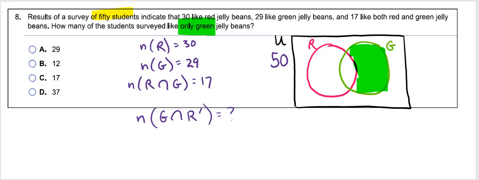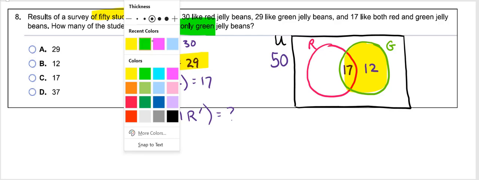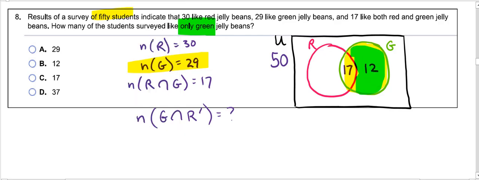Okay, so let's start with the intersection, red and green. There are 17 that like both. Now, if we know that 29 like green, so here, let's get rid of that. There are 29 right there in the green. There's 17 already there accounted for, so we need another 12 out here. So the number in green and not red, again, we wanted this, is 12.